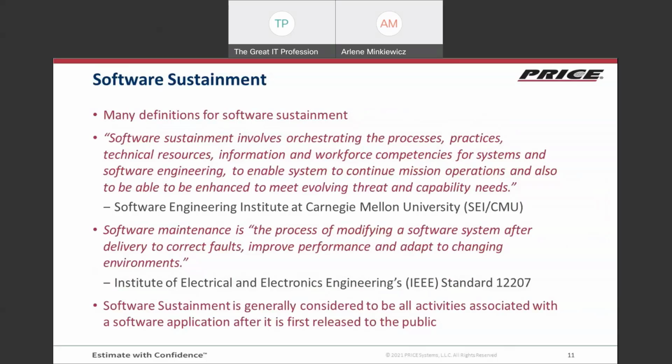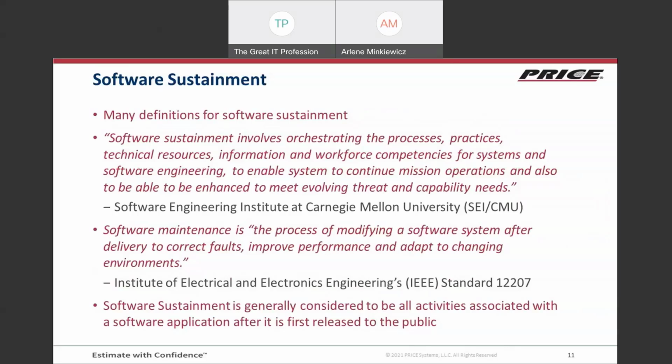So software sustainment, there's many definitions. It involves orchestrating the processes, practices, technical resources, information and workforce competencies for systems and software engineering, enabling systems to continue mission operations and to be enhanced to meet evolving threats or evolving capability needs. That was the SEI, Software Engineering Institute.